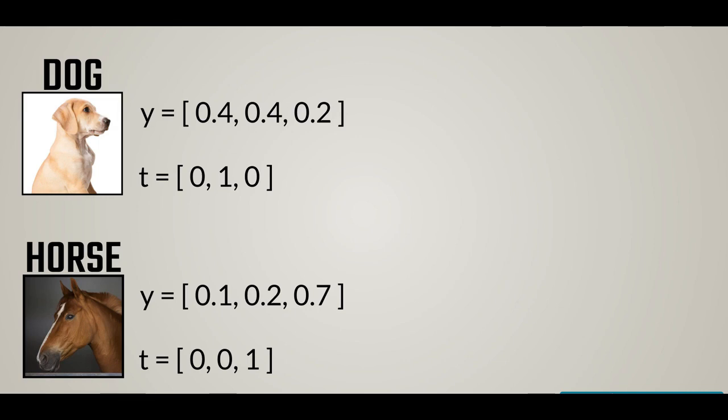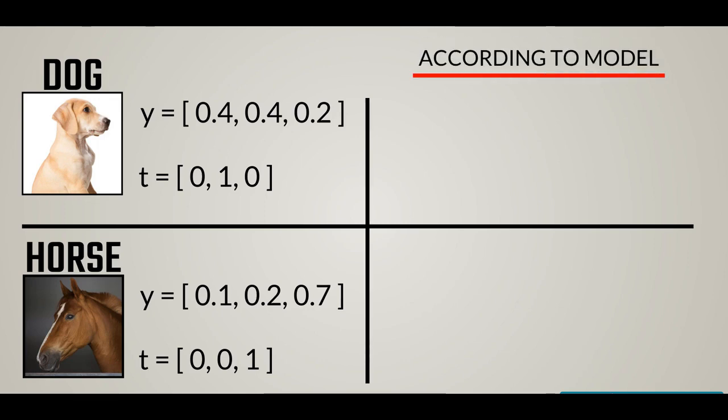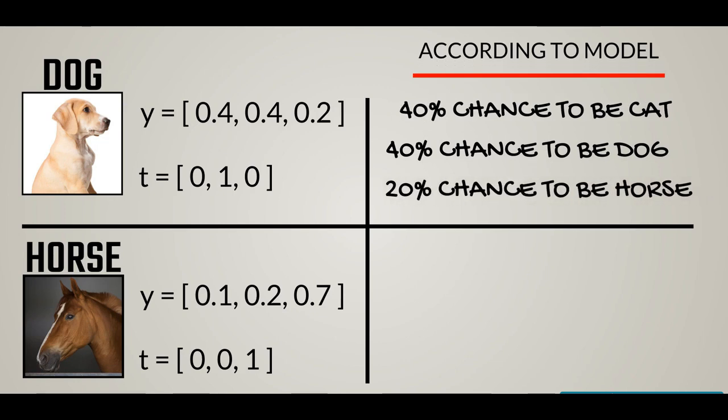After some machine learning transformations, these vectors show the probabilities for each photo to be a cat, a dog, or a horse. We will learn how to create these vectors later in the course. For now, we just need to know how to interpret them. The first vector shows that, according to our algorithm, there is a 0.4 or a 40% chance that the first photo is a cat, 40% it is a dog, and 20% it is a horse. So that's the interpretation of these vectors.